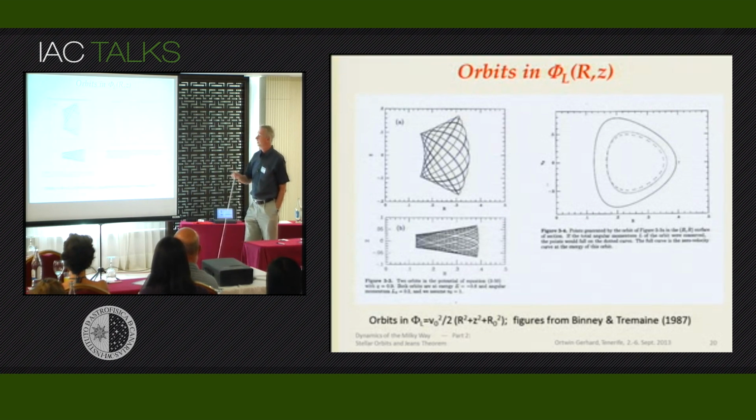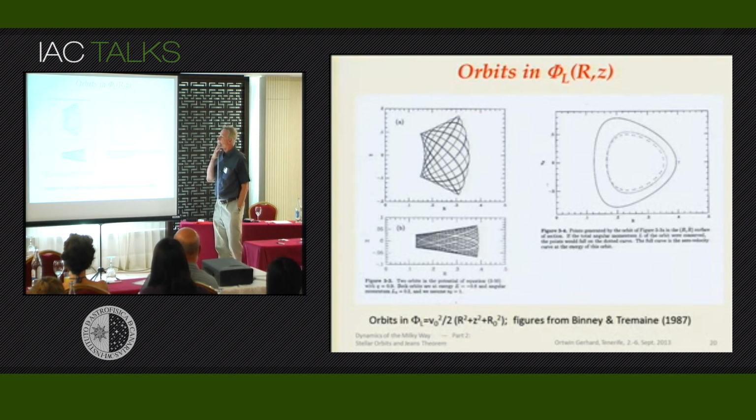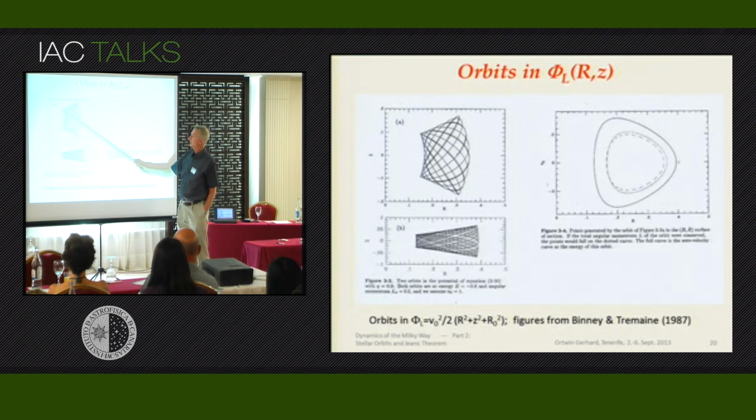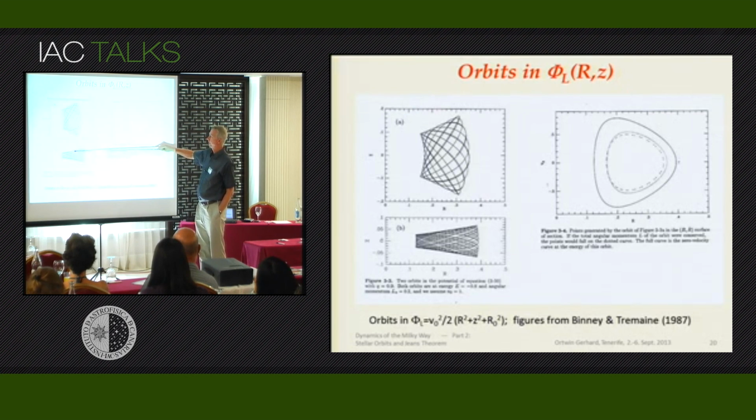And so this is how they typically look. These are some plots from Binney and Tremaine in this particular logarithmic potential that is often or sometimes used as a simple description of dark matter halo dominated galaxy potentials. You can see here this is radius, this is Z, and so the orbit has a maximum extension in R and also in Z, whereas the Z extent depends on R.